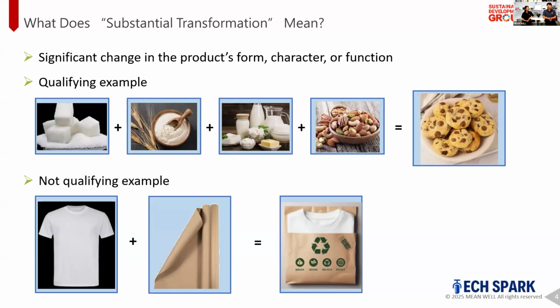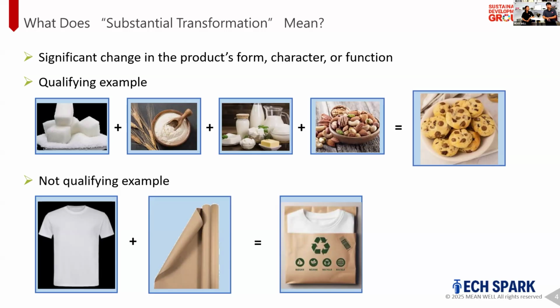I think in importing and exporting, we use the HTS code to justify and double check, right? So the sugar and flour definitely have a different characteristic or function from a cookie, right? So this cookie can now be considered TAA compliant.